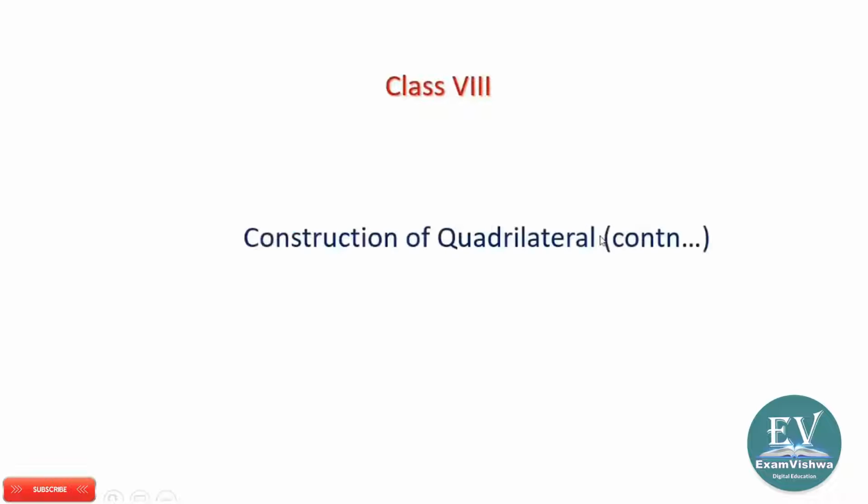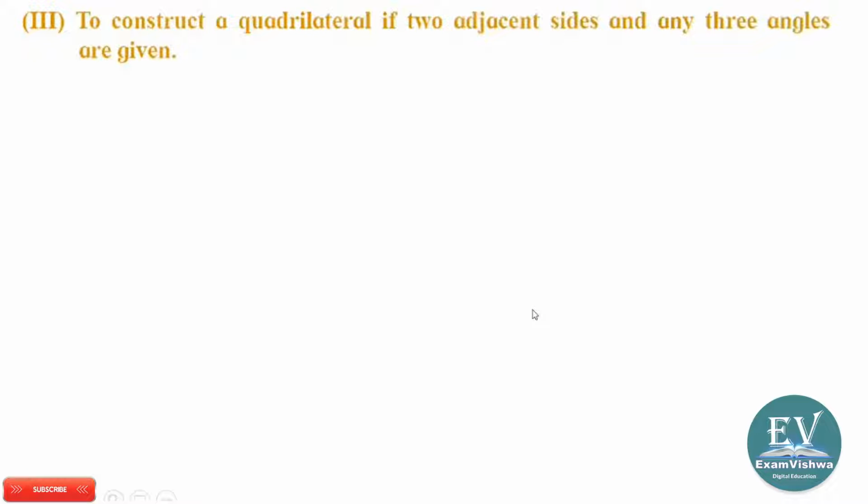To be studied. The third type of construction is to construct a quadrilateral if two adjacent sides and any three angles are given. That is what is going to be done in this video. You have to observe each and every step and stage by which it is done. Two adjacent sides and three angles are given.